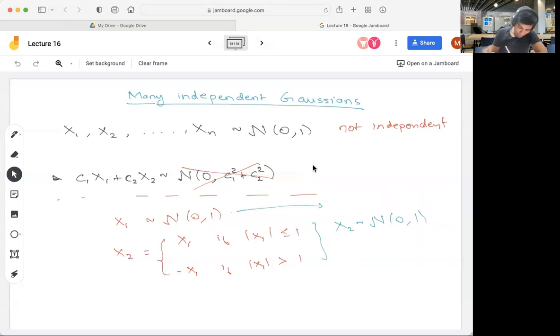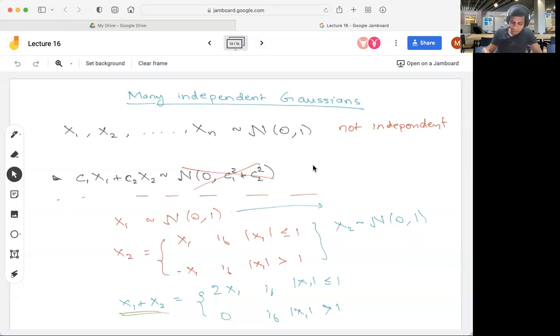But what happens to x1 plus x2 is weirder. Here, x1 plus x2 is 2 times x1 if x1 is small, and 0 if x1 is larger than 1. So in particular, whatever we get as the random variable x1 plus x2 is something which is always between 0 and 2. It never exceeds the value 2.